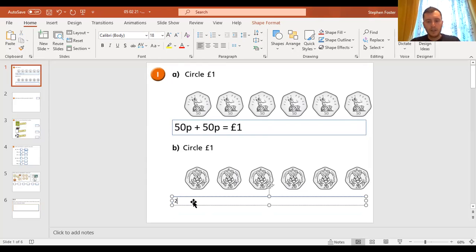Next one, we would need 5 20p coins to make £1. And there's my 5 there. And I can prove that by counting in 20s. So 20, 40, 60, 80, 100. 100p I know is the same as £1. So you'd need to circle 5 of those coins. Well done if you got that.